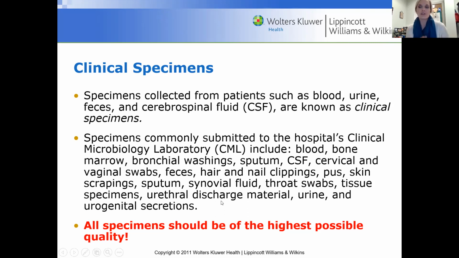If there's an infection taking place at the skin, we can actually take a sample of that tissue. Urethral discharge material, urine, and even urogenital secretions. So there's a whole range of things that we can take from a patient to help us figure out what is happening with that patient.